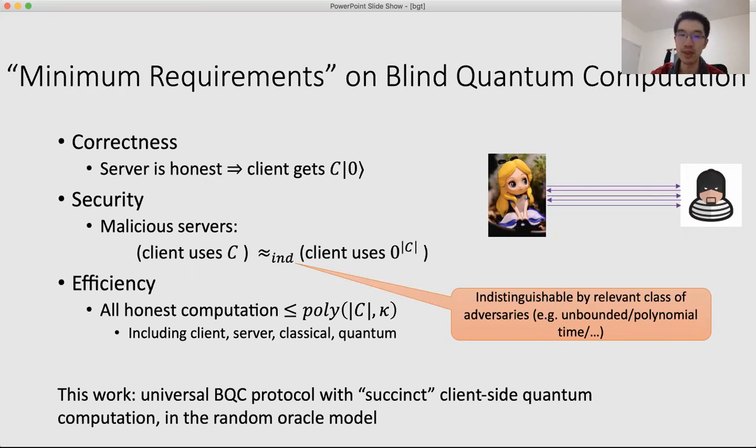There are three minimum requirements for this problem: correctness, security, and efficiency. For security, we use indistinguishability-based security, which means any malicious server cannot distinguish whether the client is using the real circuit C as the input, or is using the zero string as the input. These are just minimum requirements, and there are still many different settings. In this work, we give a new universal blind quantum computation protocol where the client-side quantum computation is succinct, which means it is at most a fixed polynomial of the security parameter, and is secure in the quantum random oracle model.